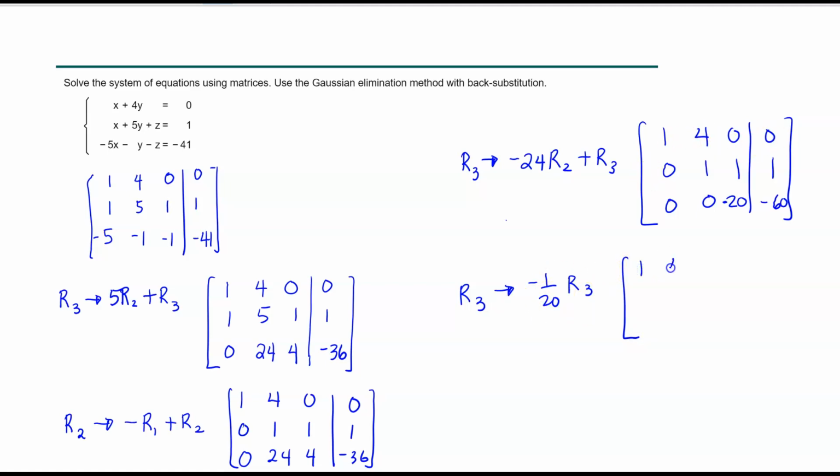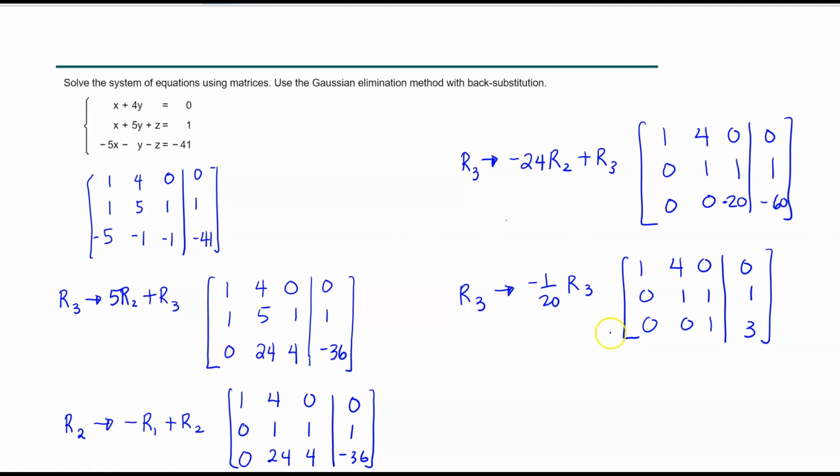Since we're replacing row 3, we copy row 1 and row 2: 1, 4, 0, 0, 0, 1, 1, 1. Now row 3: 0, 0, negative 20 divided by negative 20 is 1. Negative 60 times negative 1 over 20 is positive 3. So now we have the row echelon form. This is our resulting matrix.